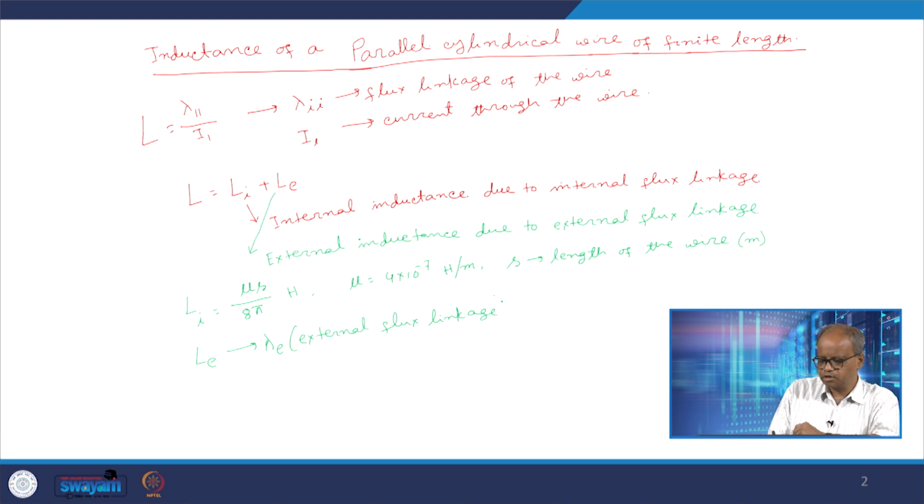We have to first find out the expression of lambda E, and from that lambda E we would be able to find out LE. Now, the expression of lambda E, I am not going into the derivation of this. This is given by mu I1 by 2 pi into S log S plus root over S square plus R square by R minus root over S square plus R square plus R. This is Weber turn.